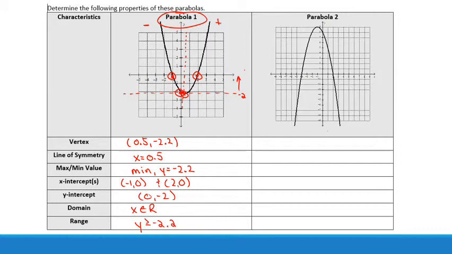All right, so that is parabola 1. Let's shift gears and look at parabola 2. Same idea, just more examples of it. The vertex.